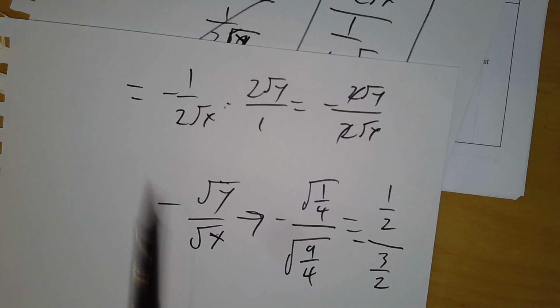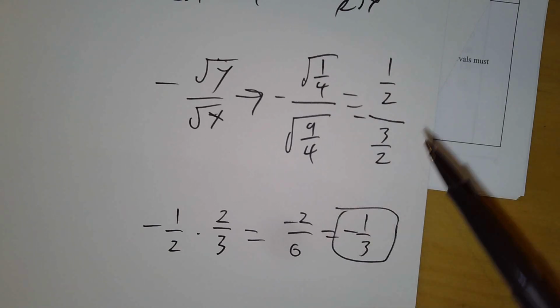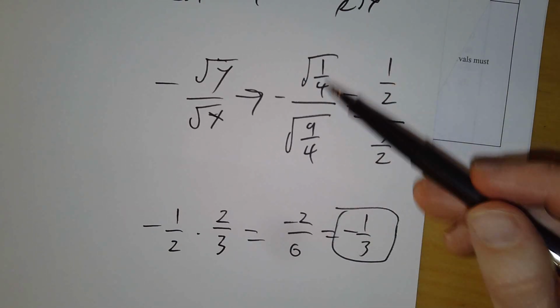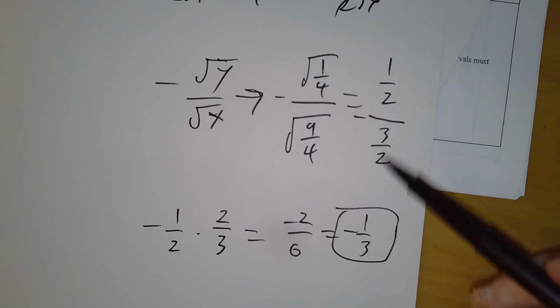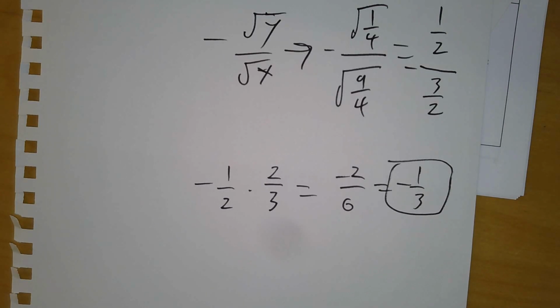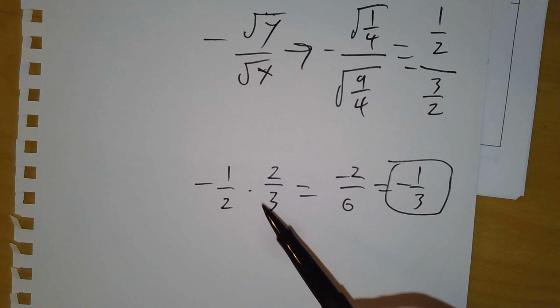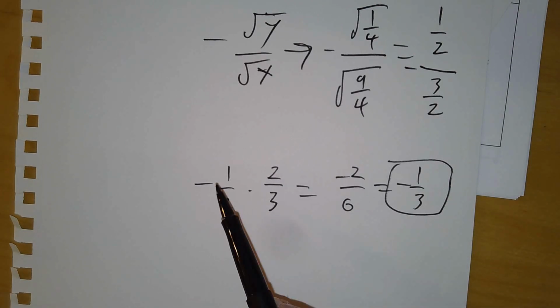When you multiply fractions, you just multiply straight across, top and bottom. Then we got root y over root x, then we put in 1/4 and 9/4. Take the square root of that: you take the square root of top and bottom independently, 1 over 2, 3 over 2, it's all negative. Then again, another complex fraction, so I did negative 1/2 times the reciprocal of the bottom, which is 2/3. Multiply straight across, negative 2 over 6, negative 1/3, okay?